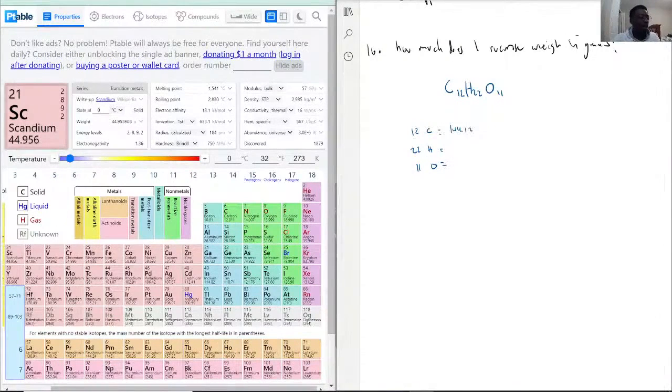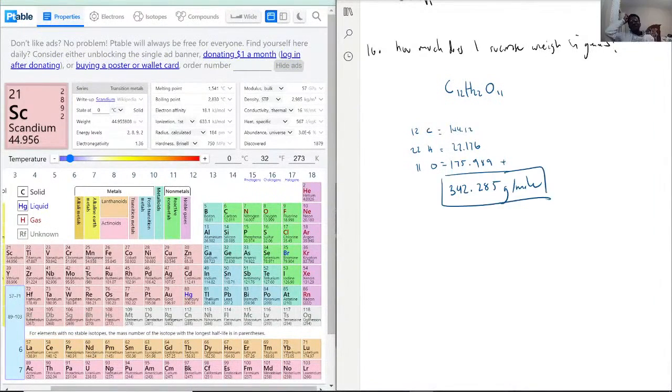That would be 144.12, and hydrogen, 22 times 1.008, is 22.176, and the oxygen, 15.999 times 11, we have 175.989. So now let's add all these three together. We get 342.285 grams per mole.